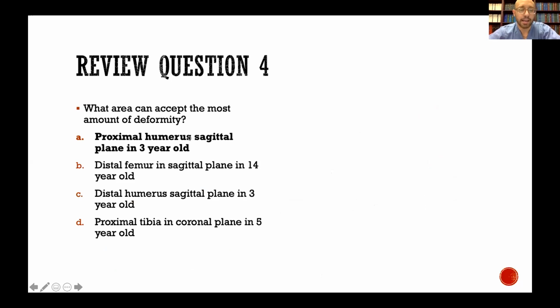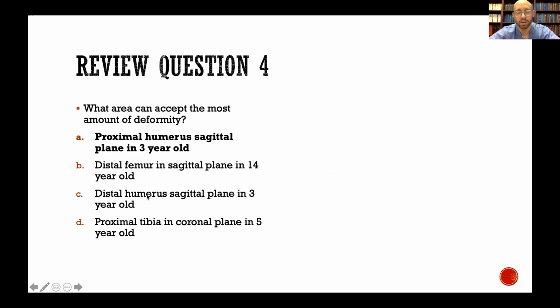And then you're going to accept more deformity in the plane of motion of the joint that it's nearest to. So in the distal humerus, the elbow flexes and extends. So you're going to accept more deformity in the sagittal plane of the distal humerus.